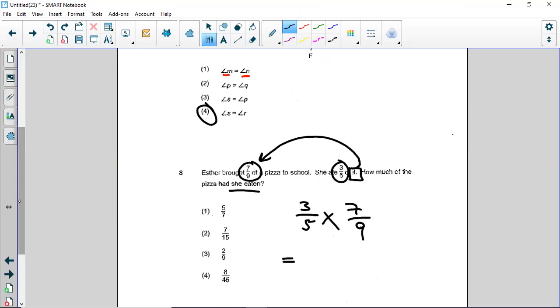Can you cancel? What do you do? You divide 3 by 3 and 9 divided by 3. And then it cannot cancel anymore. So 1 times 7 is 7, and 5 times 3 will be 15. So how much of the pizza has she eaten? That'll be 7/15. Clear?